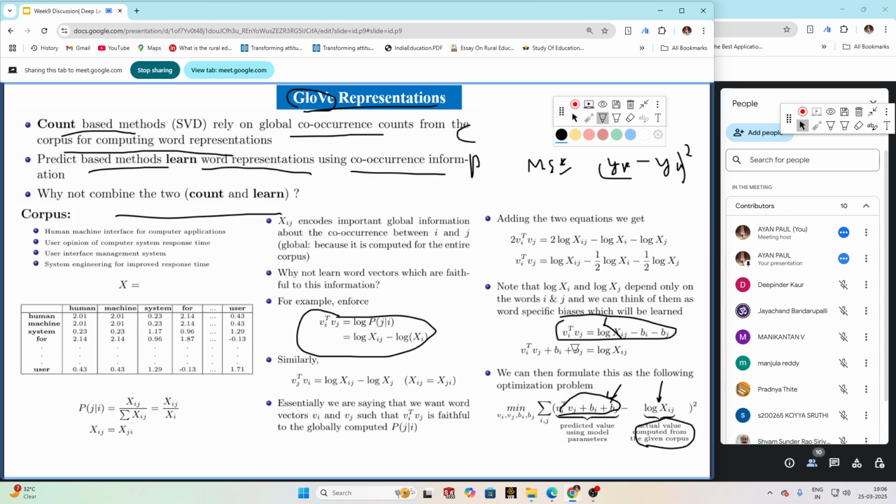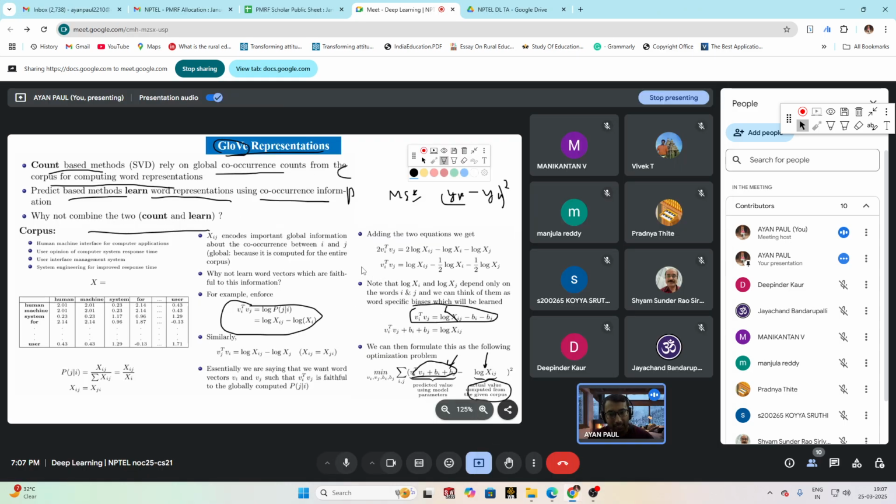Again, I am not going much into the maths, but this is the idea. We have two models, one is this predict based model and one is this count based model. We have a loss function for the predict based model, and a loss function for the count based model. If we subtract the two and minimize the loss, we get our loss function for this GloVe, or global vector, representation. Is the idea clear? At least the idea should be clear: we have two things, the count based model and the predict based model, and now we are combining them.